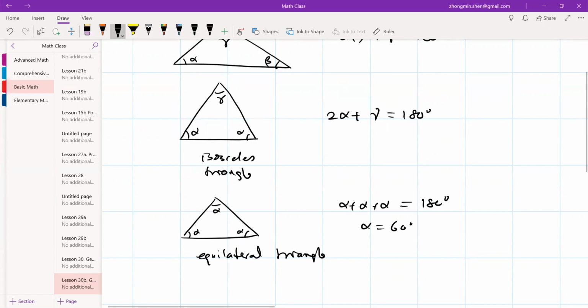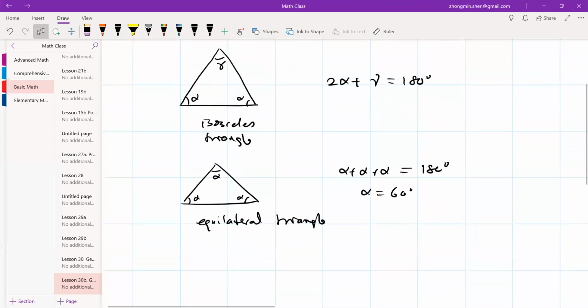So alpha can be very large, but clearly alpha cannot be larger than 90 degrees, because 2 alpha plus gamma equals 180 degrees. So alpha is always less than 90 degrees. Those are the basic information we have.